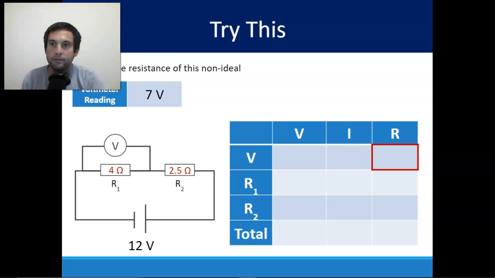Alright, here's another one. Voltmeter reading, 7 volts. Calculate resistance. Pause it and come back.